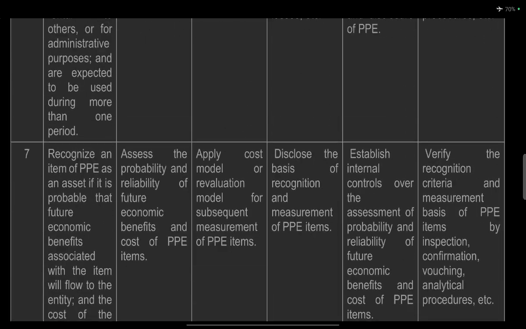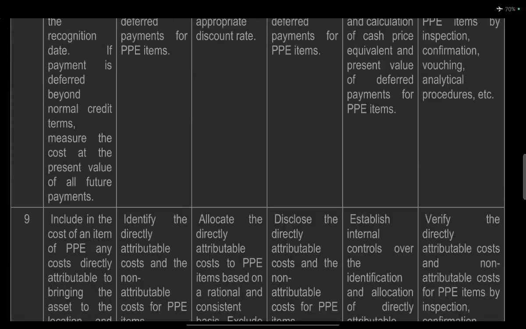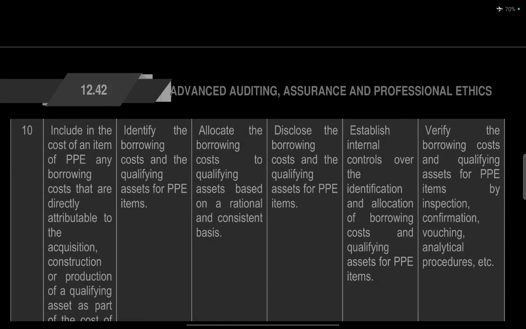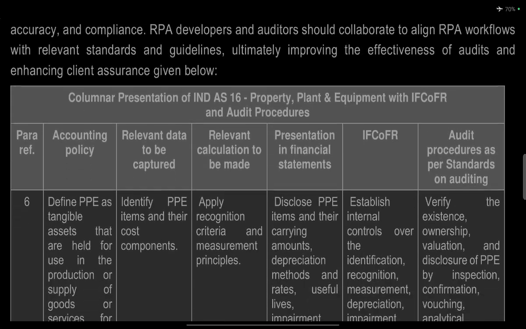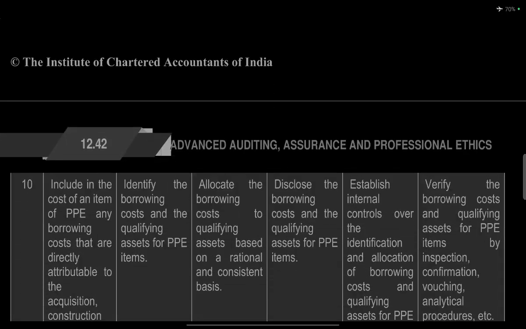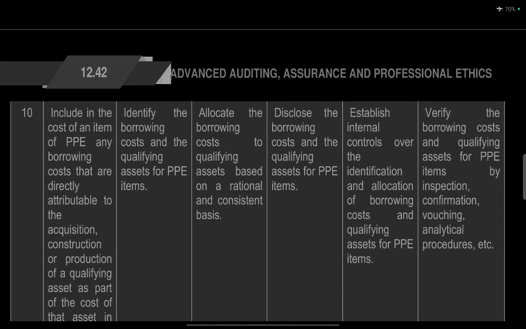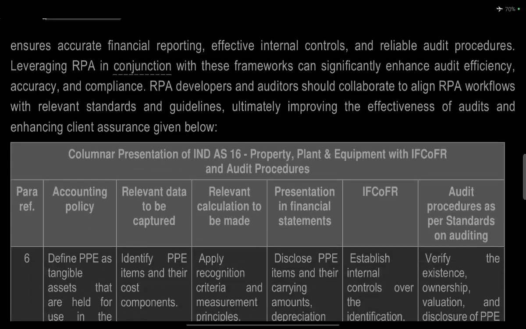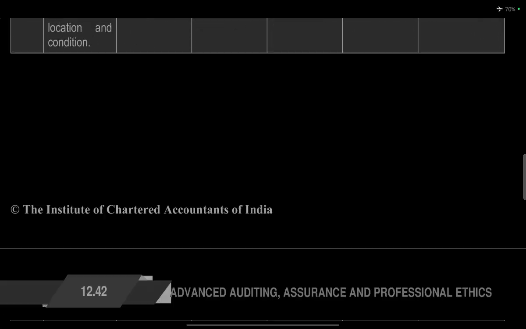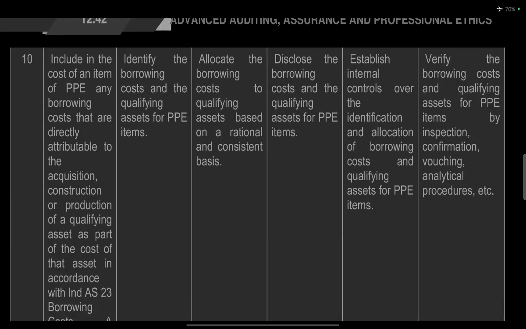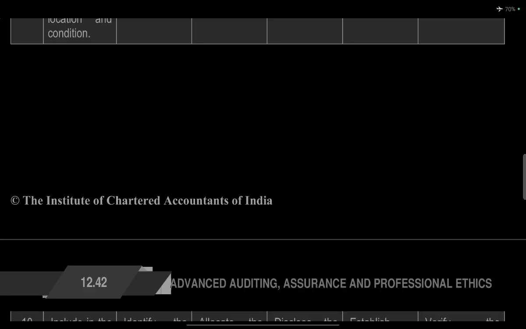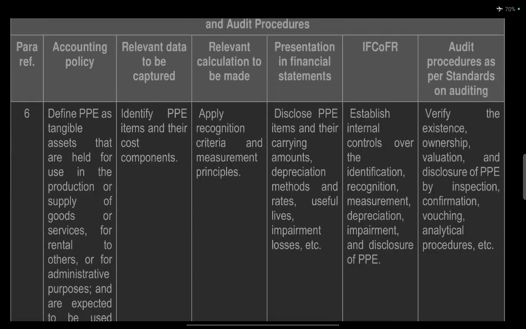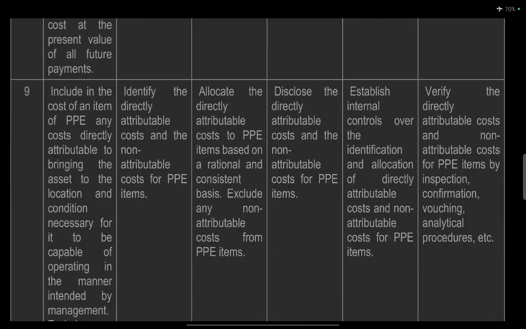Then, what is the relevant data to be captured? Identify the borrowing cost and the qualifying asset of PPE. Relevant calculation to be made: allocate the borrowing cost to the qualifying asset on a rational and consistent basis. Presentation of financial statements: disclose the borrowing cost and qualifying items of PPE, ICFR.